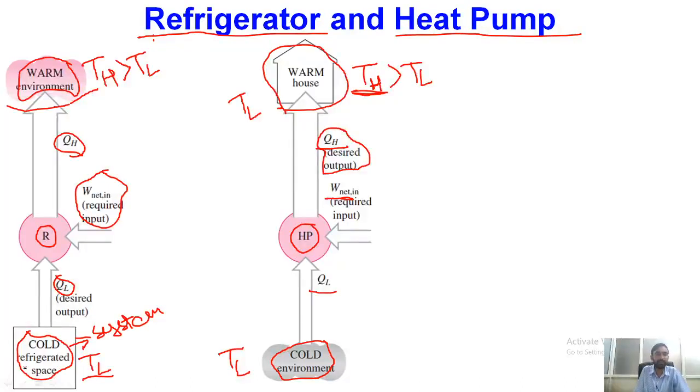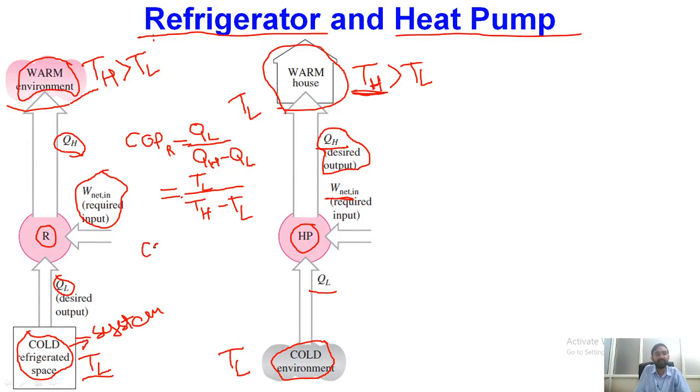In one case the objective was to maintain the space below the surrounding temperature, and in the second case we have to maintain the system above the surrounding temperature. So if you recall our earlier lectures where we defined the COP of a refrigerator, that was equal to QL divided by W net, where W net is QH minus QL. And if we consider all the processes as reversible, then the Carnot cycle tells us that this COP for a refrigerator is equal to TL divided by TH minus TL. So this is the maximum possible COP.